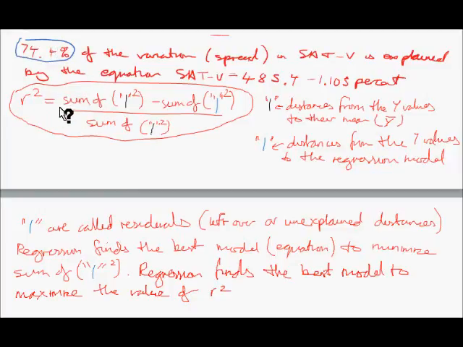Because note what's true here. I'll say this, hopefully it makes sense. The blue line distances, the residuals, change from regression model to regression model.